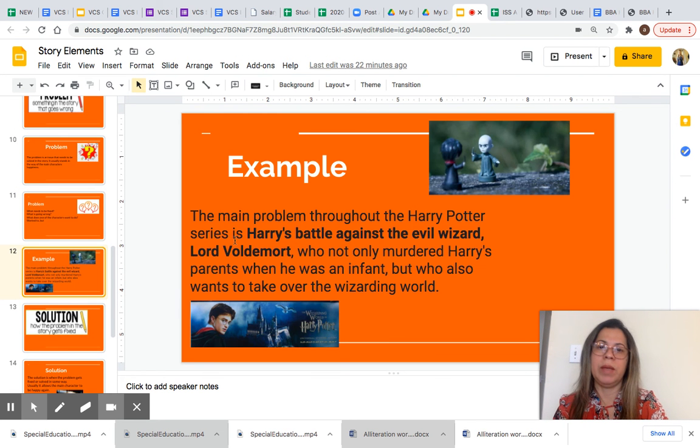Example, the main problem throughout the Harry Potter series is Harry's battle against the evil wizard Lord Voldemort, who not only murdered Harry's parents when he was an infant, a child, but who also wants to take over the wizarding world.